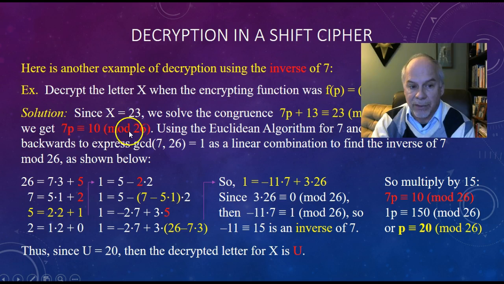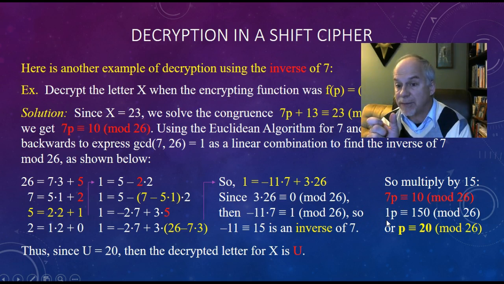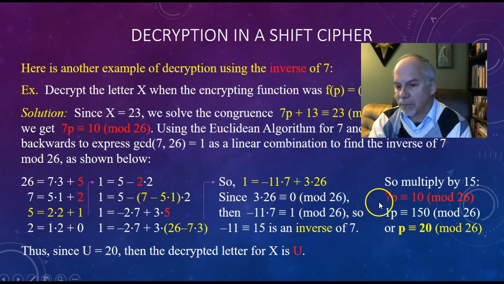7p is congruent to 10 mod 26. And I multiply both sides by 15, the inverse. And so 7 times 15 is 1, is congruent to 1. So I can replace the left side and just have 1p. And on the right side, I multiply by 15, I get 150.